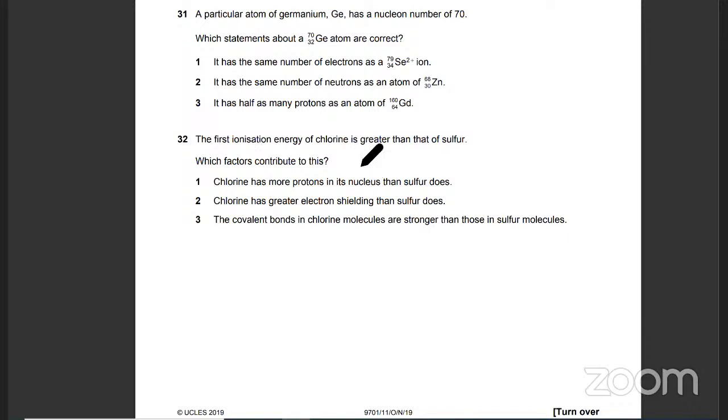First ionization energy of chlorine is greater than that of sulfur. Which factors contribute to this? What happens across the period? Ionization energy increases, right? There's a dip at 3, 4, 5, 6, and a dip at 7 and 8. So I guess he's talking about sulfur and chlorine. So why does it increase across the period?